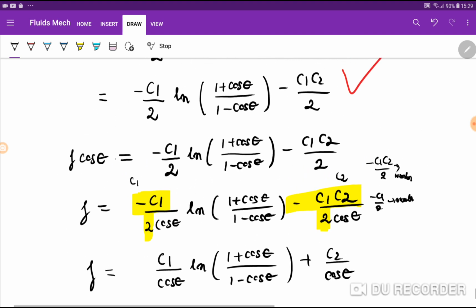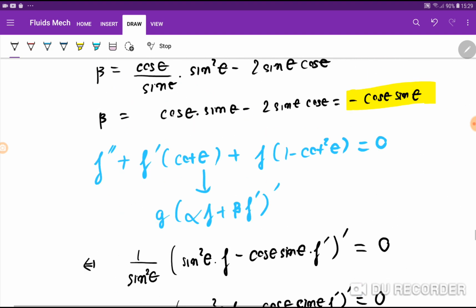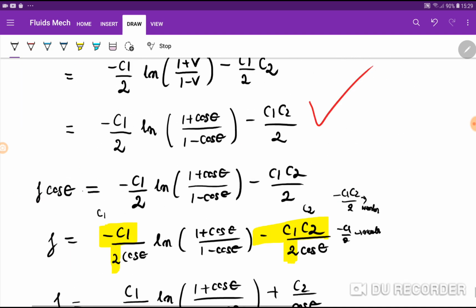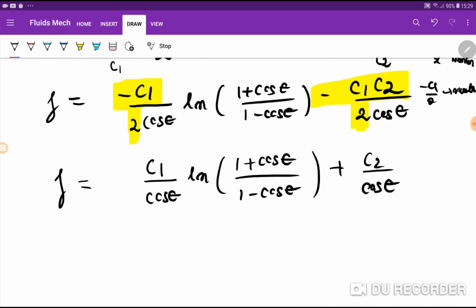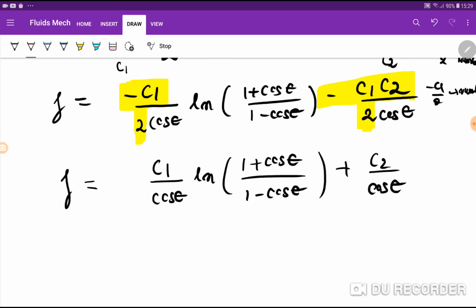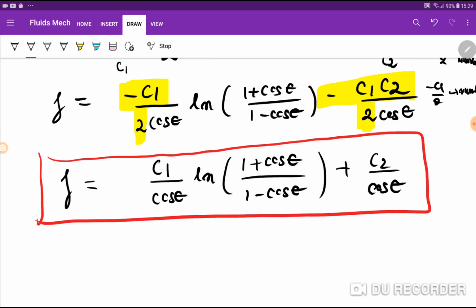But yeah, this is the one. In fluid mechanics, usually they have the boundary conditions. You look at them and find C1 and C2 for yourself. This is the final result. But this is F.